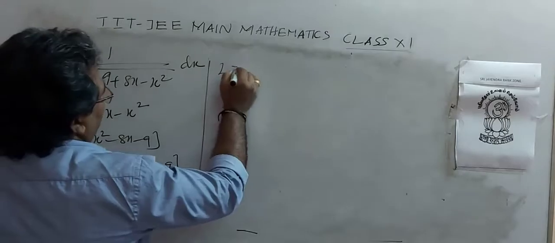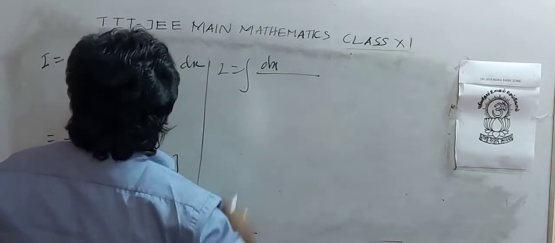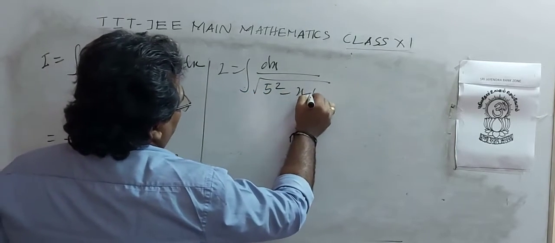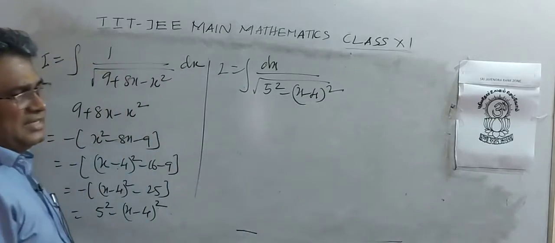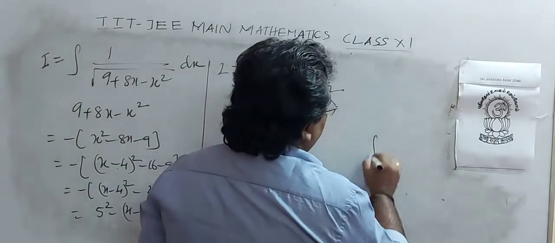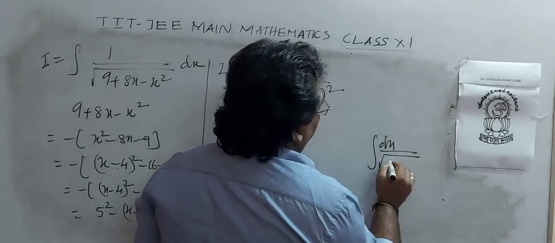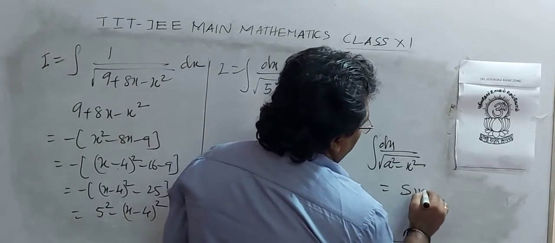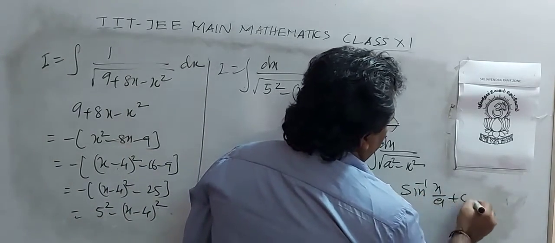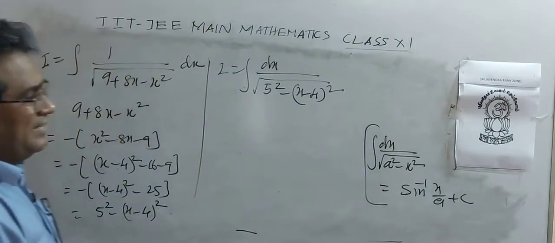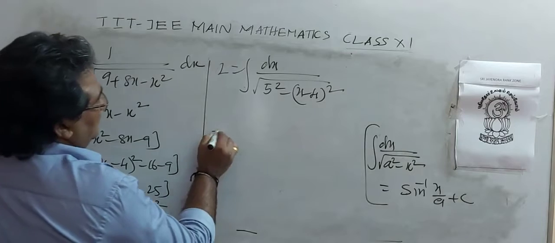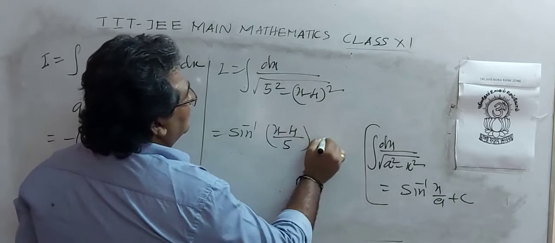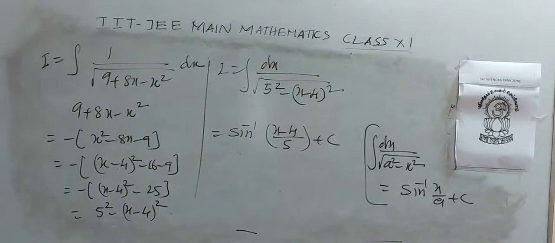So I equal to dx by root of 5 squared minus x minus 4 the whole square. Integral dx by root of a square minus x square is sine inverse of x by a plus c. Sine inverse of x minus 4 by 5 plus c.